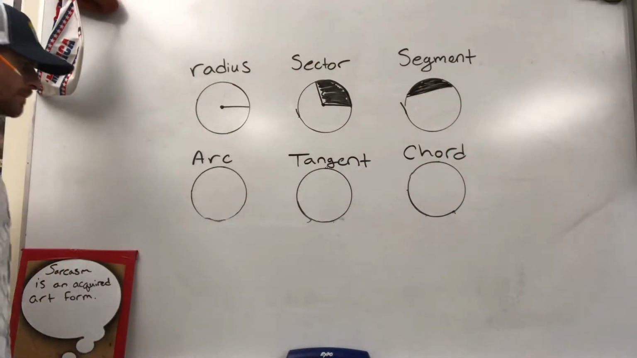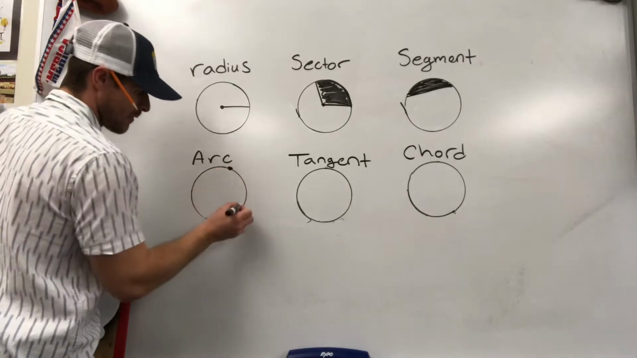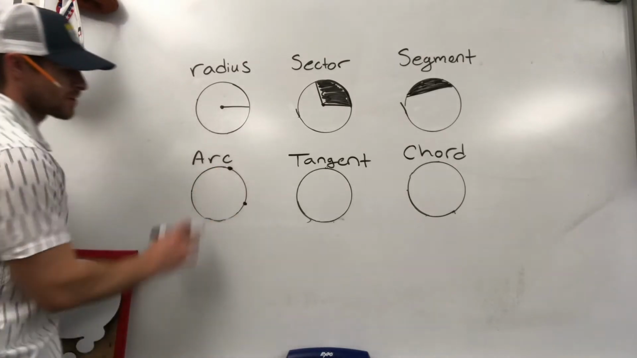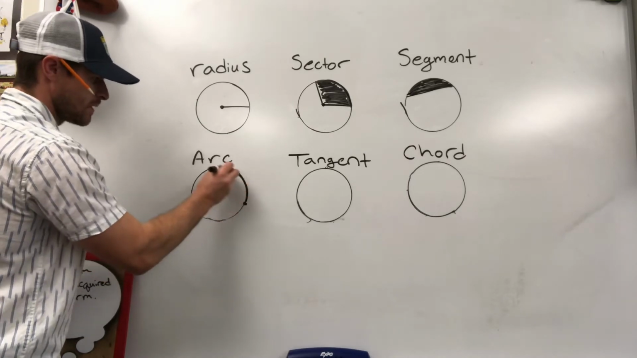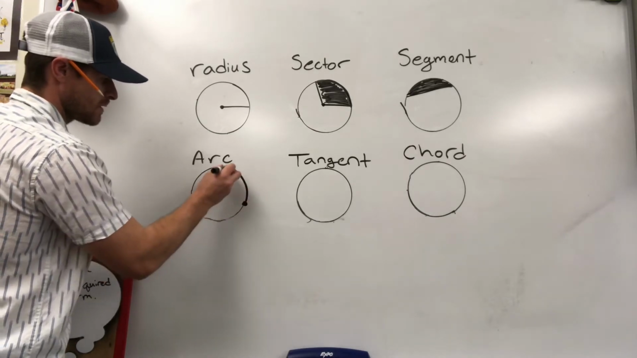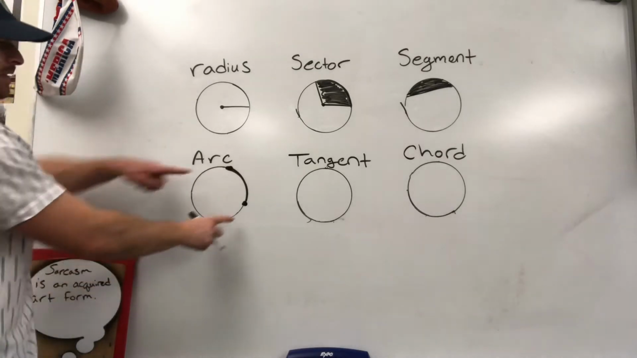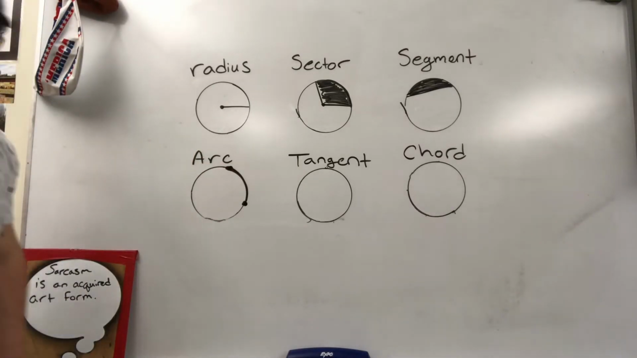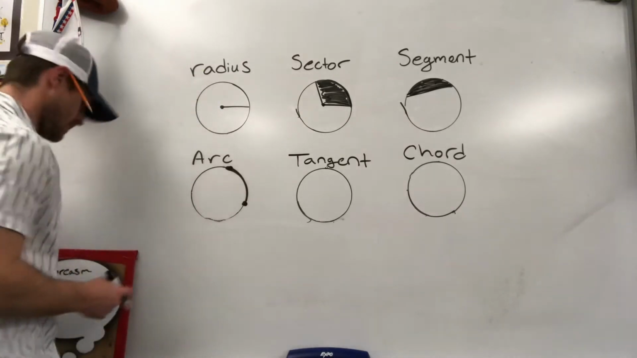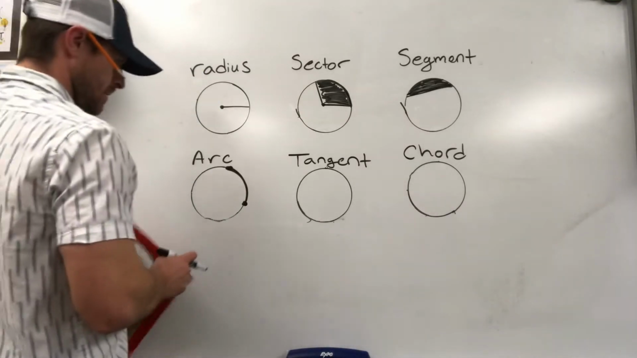An arc is the curved outer part of the circle, the curved outer part of the circle from one point to another point on the outer edge of the circle. That is the arc.